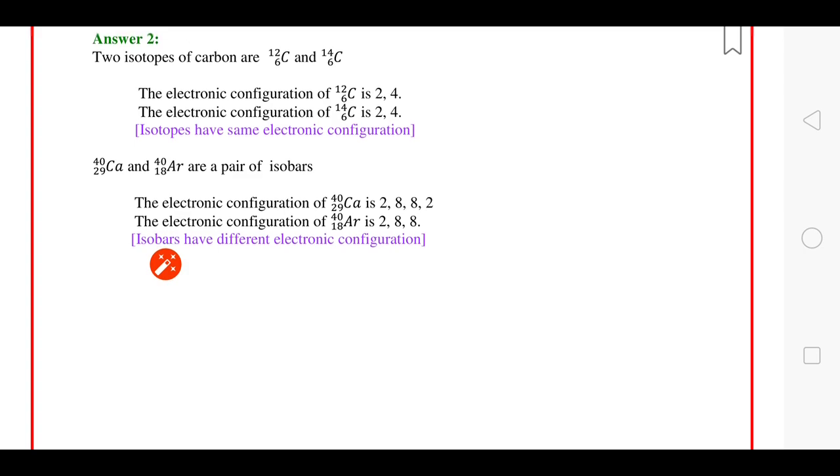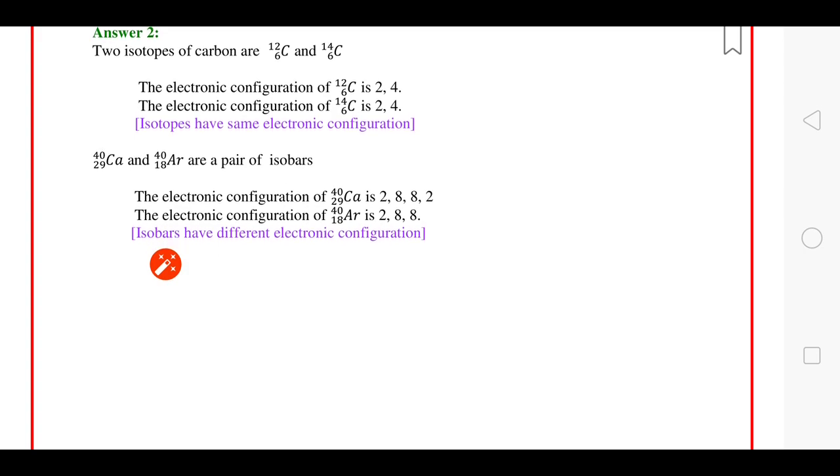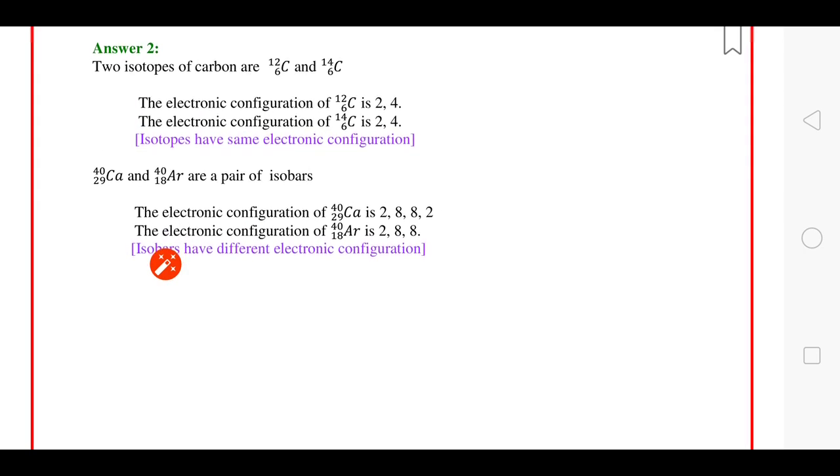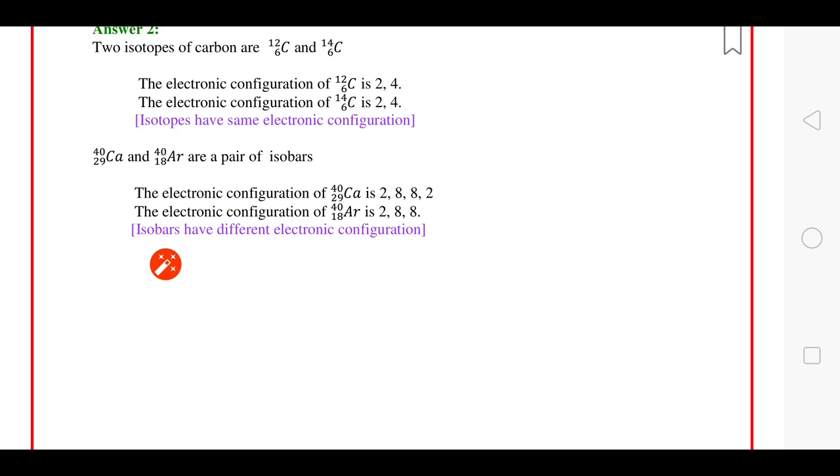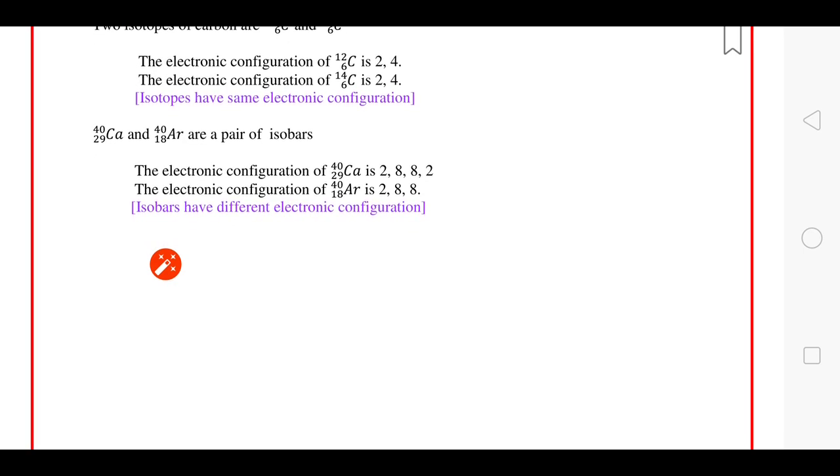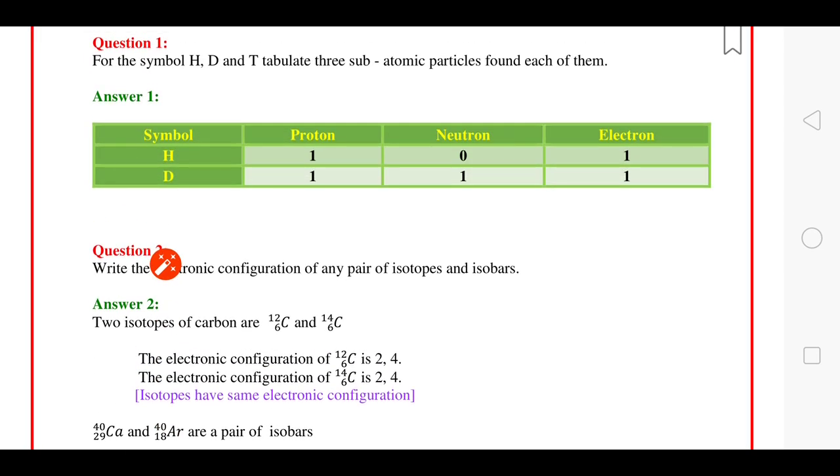Okay, and 40/20 calcium and 40/18 argon are a pair of isobars. The electronic configuration of calcium is 2, 8, 8, 2. The electronic configuration of argon is 2, 8, 8. Isobars have different electronic configurations. Okay.